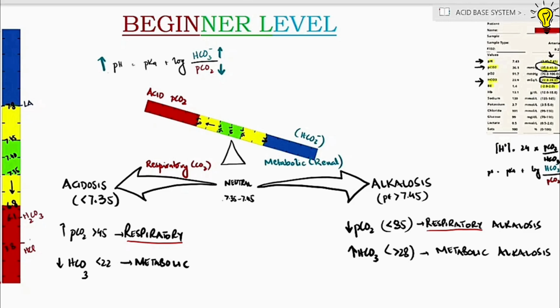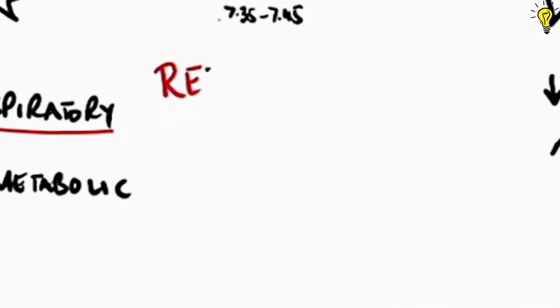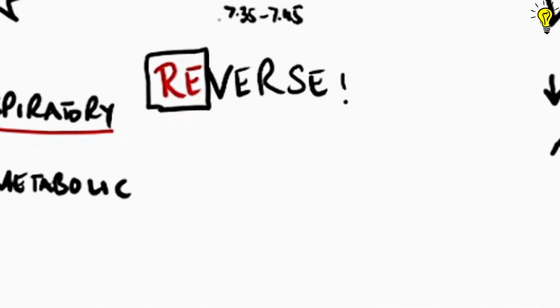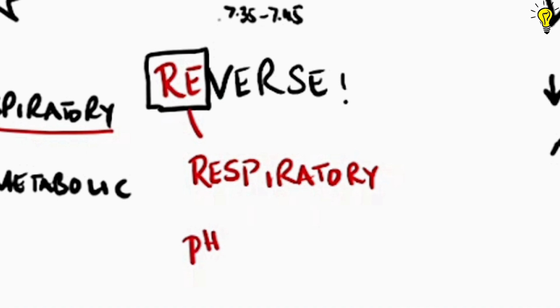For respiratory or carbon dioxide, the pH and CO2 move in reverse manner. So the mnemonic is reverse, where the RE in reverse stands for respiratory. So if carbon dioxide moves up, pH goes down. If carbon dioxide goes down, pH goes up.